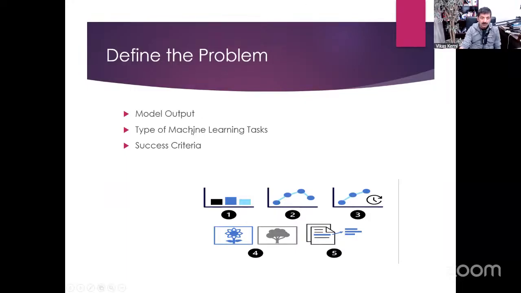So define the problem. What is the model output? What kind of machine learning task is it? And what is your success criteria? Are you trying to classify customers who are regular customers or customers who buy stuff once in a year? Are you trying to find some linear regression? Are you trying to find some value based on time series? Are you building some image identification applications? Or are you trying to find some insights based on language processing?